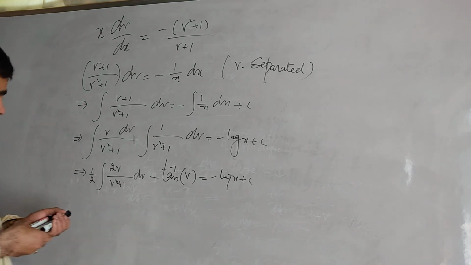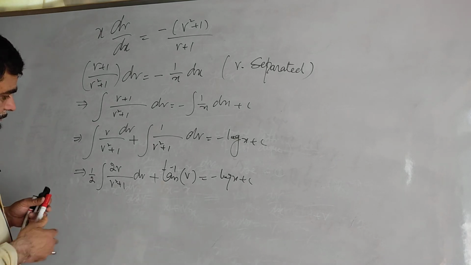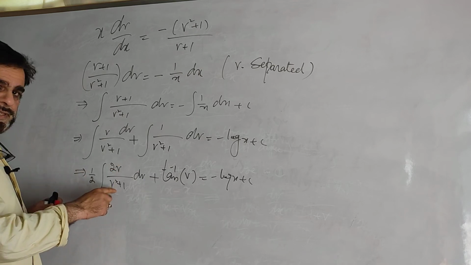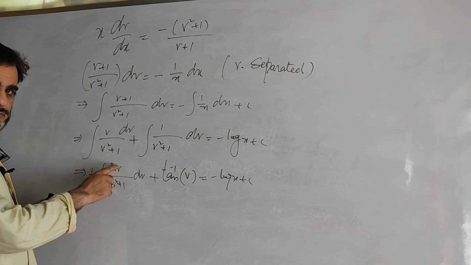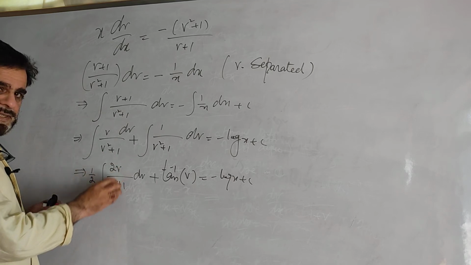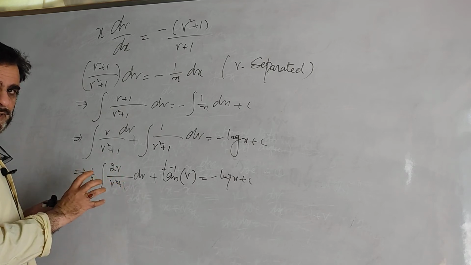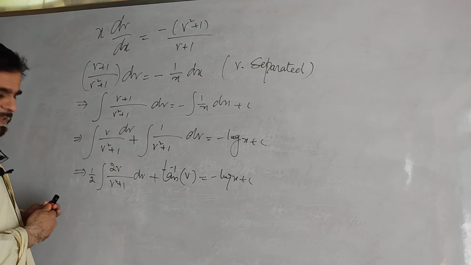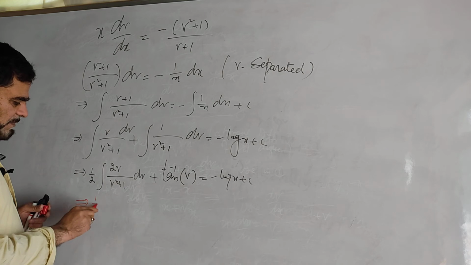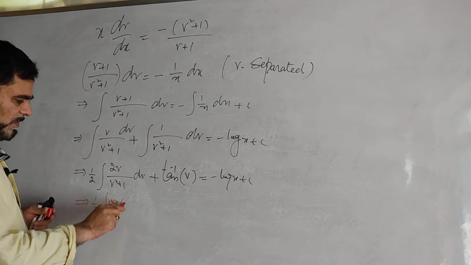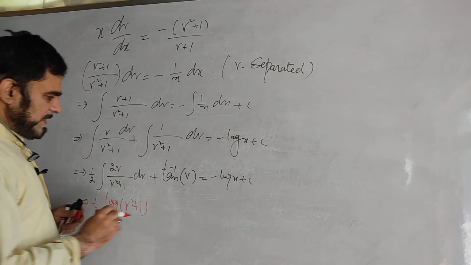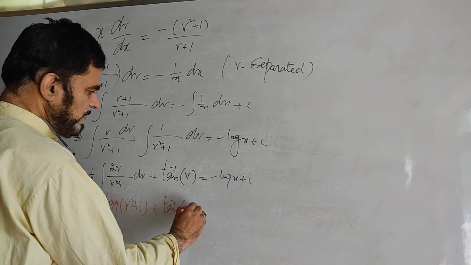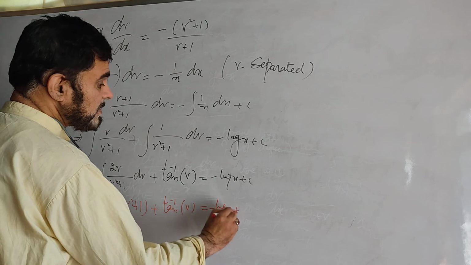Okay, what I am doing here, why did I multiply by 2? Because I am writing the numerator as the derivative of the denominator. When I differentiate v square plus 1, it is 2v. So this is f dash, this is f. So it is also the formula. Whenever we can write the integrand as f dash by f, it is log of the denominator. So you can write this now. It is 1 by 2 log of v square plus 1, then plus tan inverse v is equal to minus log x plus c.